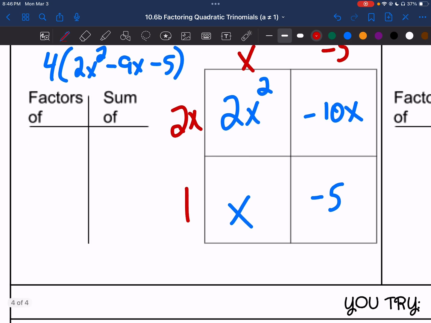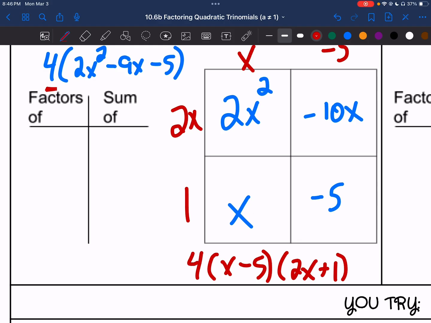So we rewrite our terms, x minus 5, 2x plus 1, but we also need to remember that there is that GCF of 4 that we divided out at the very beginning. So it's 4 times x minus 5 times 2x plus 1. Now, your two binomials, your two parentheses, can be in whatever order, but your GCF that you factor out should be the first term in your sequence.